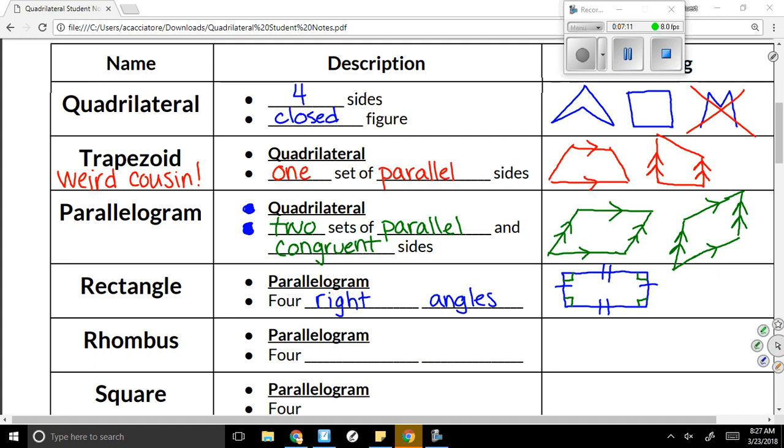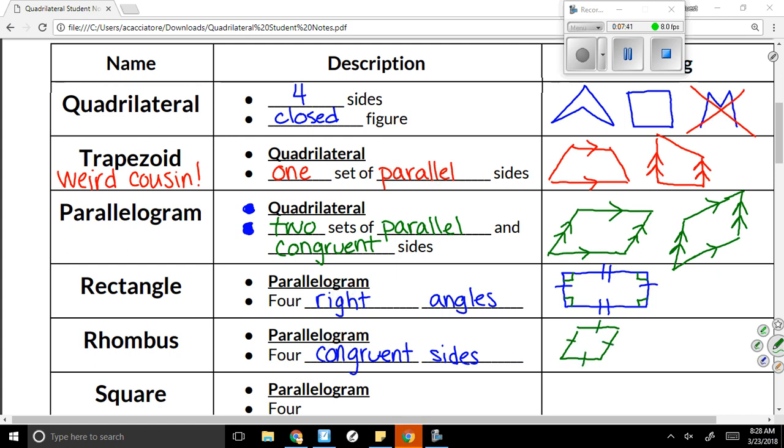All right, so now we're going to talk about the rhombus. A rhombus is a different kind of parallelogram. And this one has 4 congruent sides. So a lot of times when people are looking for a rhombus, we say that it's almost like a square that got squished.